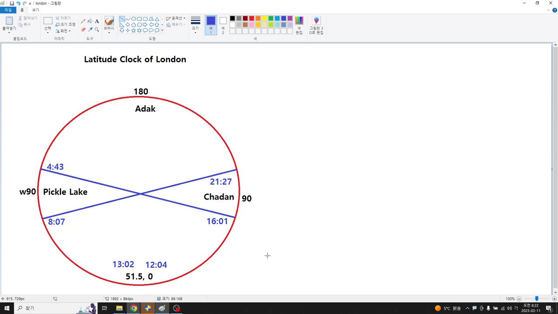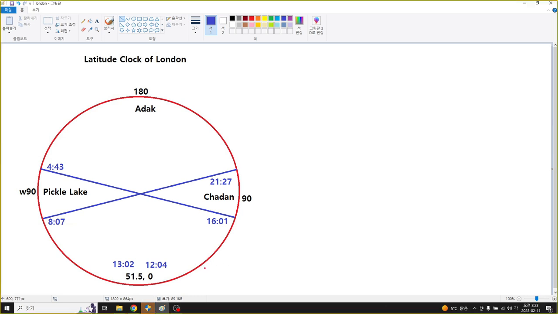Latitude clock of London. I'm going to talk about the latitude clock of London. London is in the Northern Hemisphere, north latitude 51.5, and the prime meridian is zero.